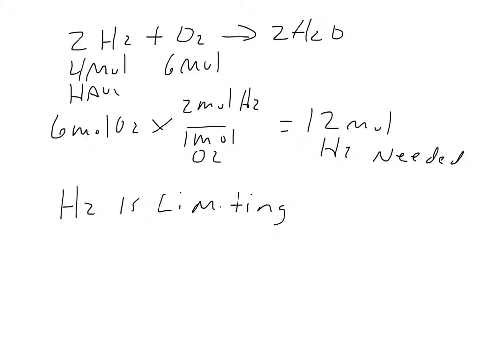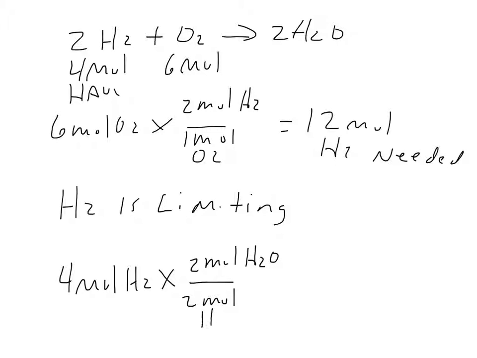Now to find out how much H2O is formed, we will take our limiting as chemical A, so 4 moles of H2. We will do our mole-mole between our H2 and our H2O. We have 2 moles of H2O, 2 moles of H2. We do the math, and we have 4 moles of H2O that would be formed.